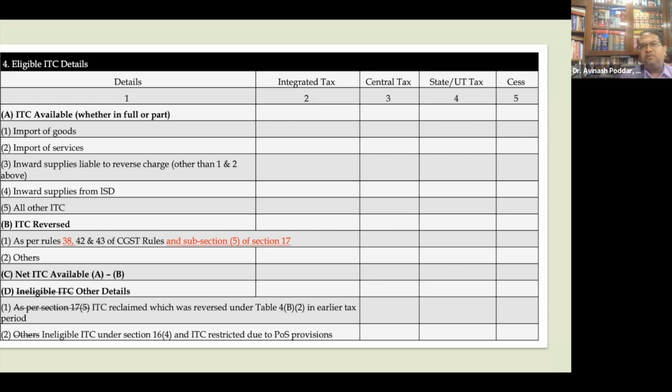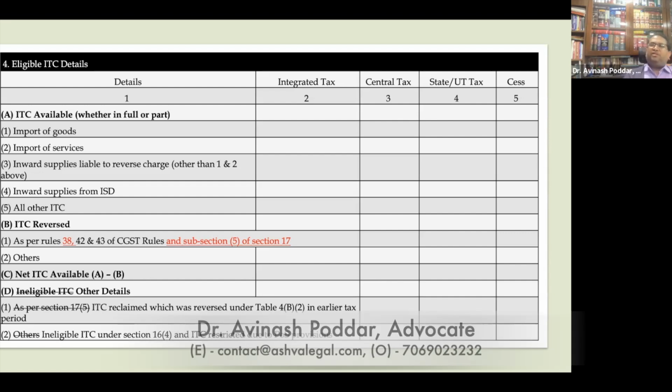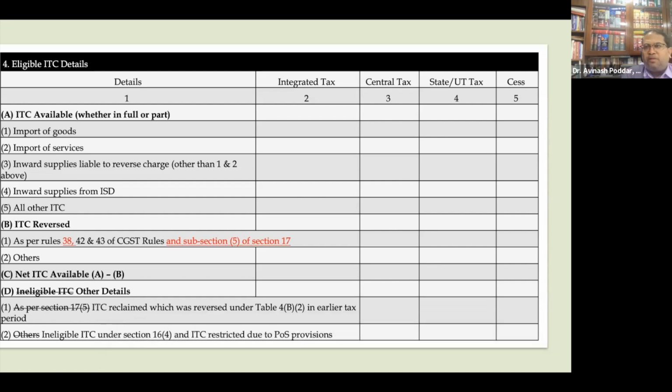And then comes clause 2, which was earlier others and now says ineligible ITC under section 16 subsection 4 and ITC restricted due to place of supply provisions. So any ineligible ITC which you should not get as per 16(4), you need to show here. Reversals you will do in others, or if there are permanent reversals you will do in clause 1 in 4B1. So all ineligible ITC needs to be shown here.